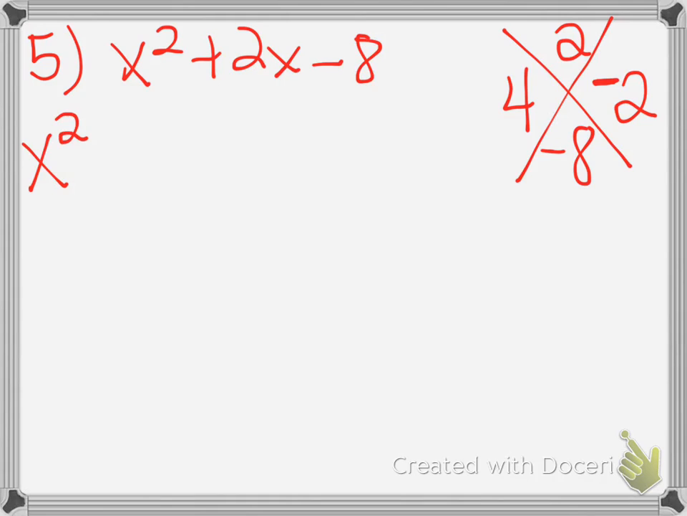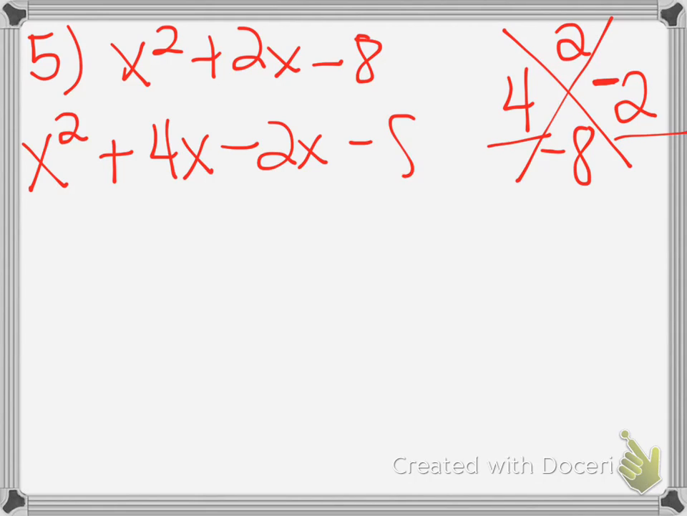So I write my quadratic term. And then my linear terms, I have to break up with the 4 and the negative 2. So 4x minus 2x. And my constant is negative 8. So I'm going to group them. Got my little double date going on.